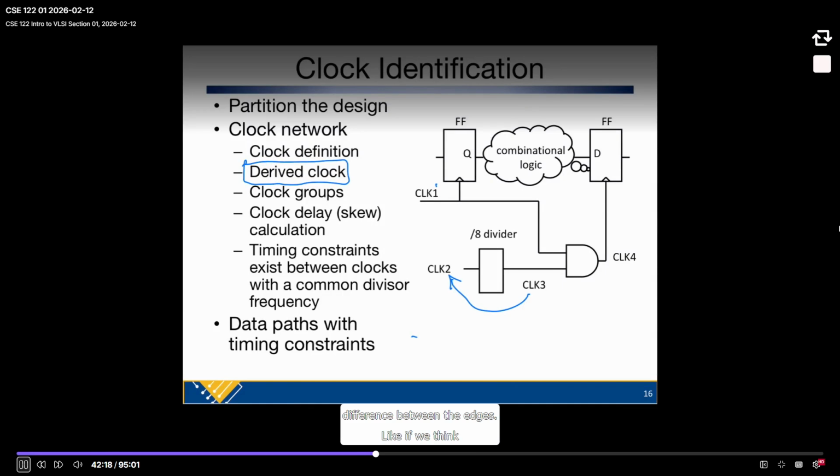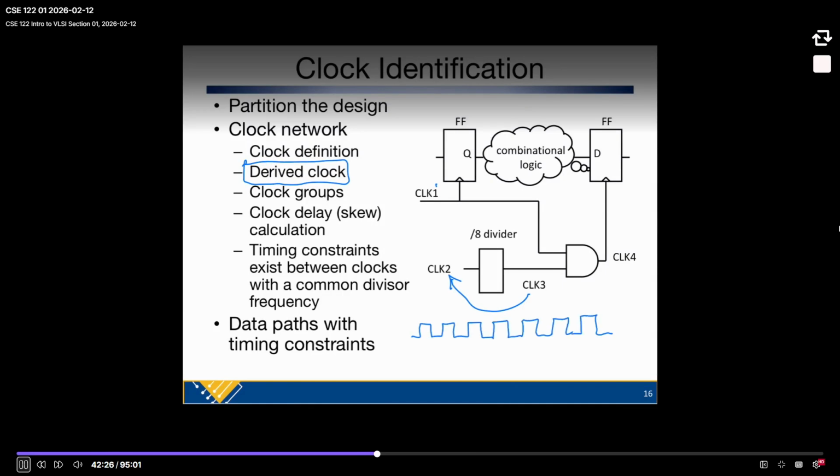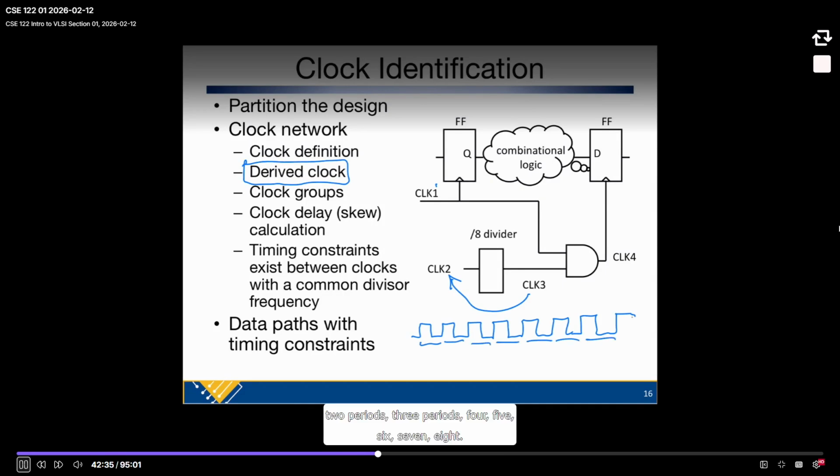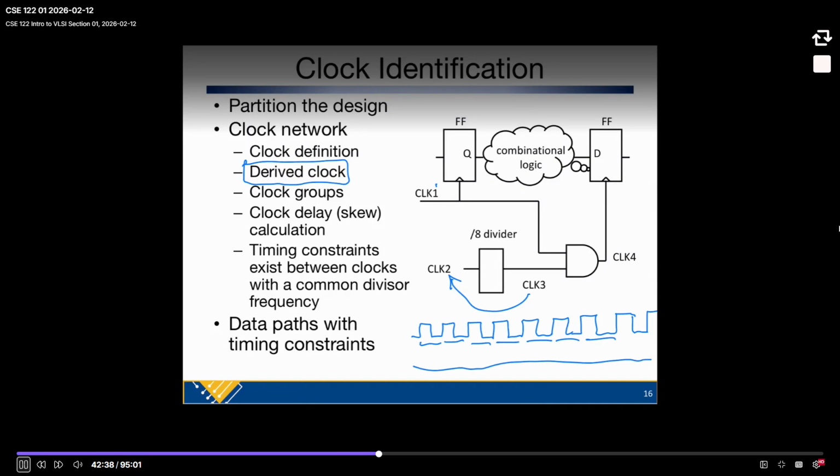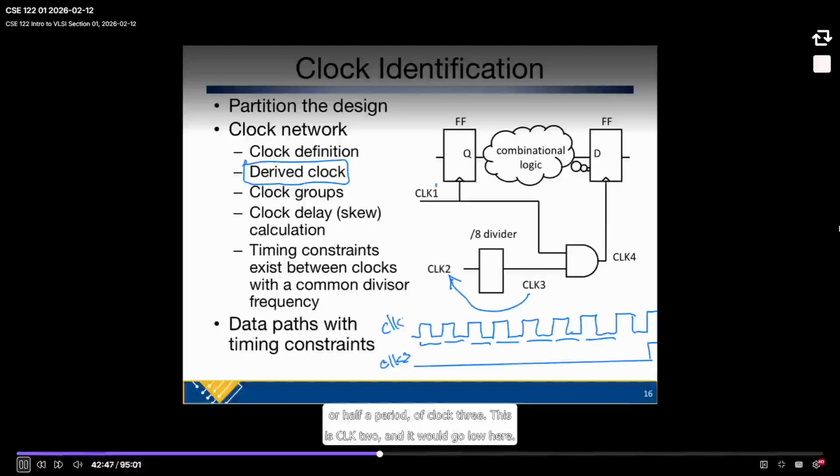Like if we think about that, like if we draw it here, let me just do a 4. Well, I'll do 8. So here's 1 period, 2 periods, 3 periods, 4, 5, 6, 7, 8. That'd be one transition, or half a period of clock 3. This is CLK2. And it would go low here. And so you can see that in this case the duty cycle is different, but these clock edges might still line up here and here. So don't confuse the skew. They might have very low skew if those edges line up, but they could have different multipliers, essentially.